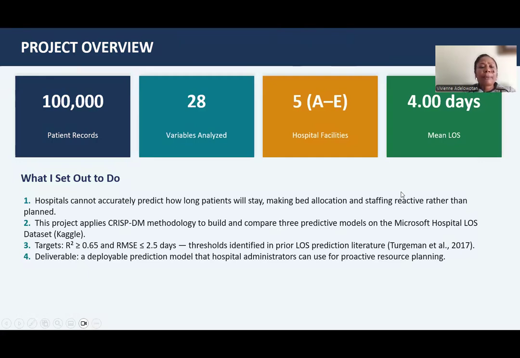Project overview. I analyzed 100,000 patient records from 5 hospital facilities using 28 variables. The mean length of stay across all records is 4.00 days, with a standard deviation of 2.36 days. And the CRISP-DM framework guided me from business understanding through deployment.